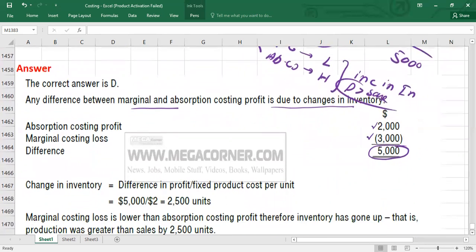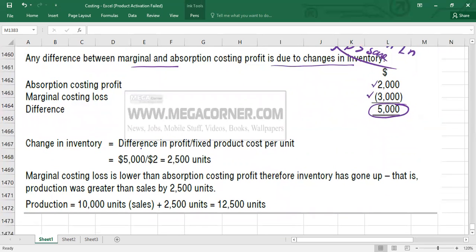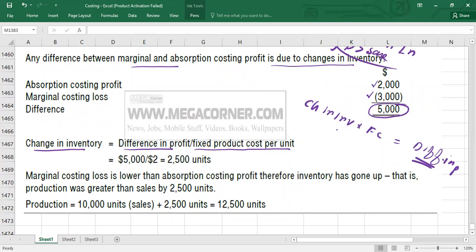Now, guys, you have to calculate the change in inventory. We take the difference in profit and divide it by the fixed production cost per unit, so you automatically get the change in inventory. Previously we took change in inventory multiplied by fixed cost, which gave the difference in profit. Now we have to calculate change in inventory. So I take the difference in profit, which is 5,000, and divide by the fixed cost, which is $2. The change in inventory is 2,500 units.